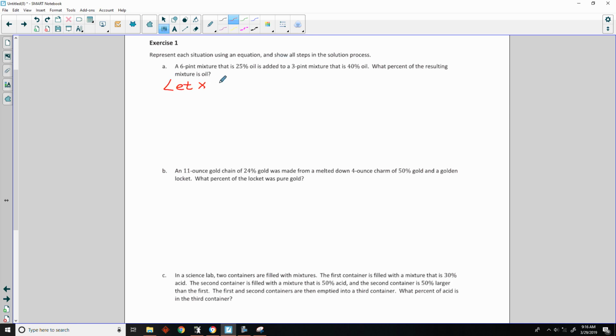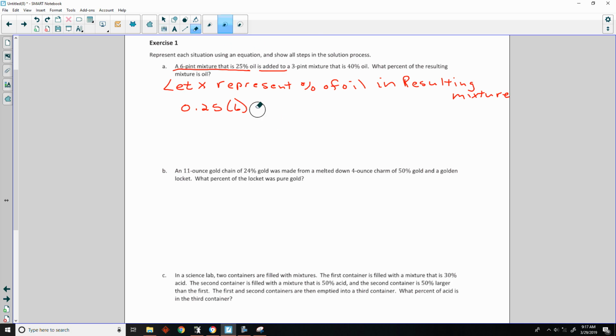So we have a variable x. So let x represent the percent of oil in the resulting mixture. Okay, so we take 0.25 times 6, that's our quantity, is added to, plus the 3-pint mixture that is 40% oil, 0.4 times 3. And that is going to equal the 6 plus the 3, the total pints, times some percent x.